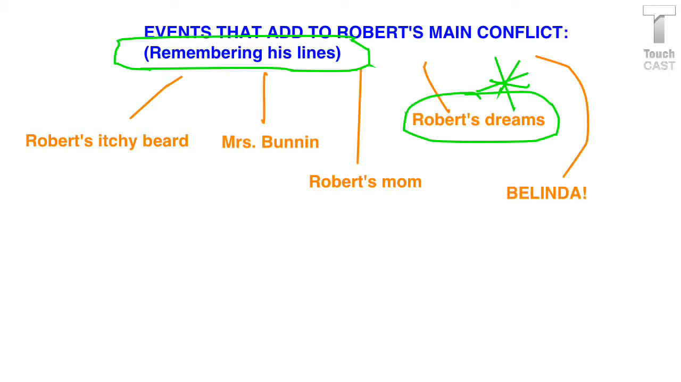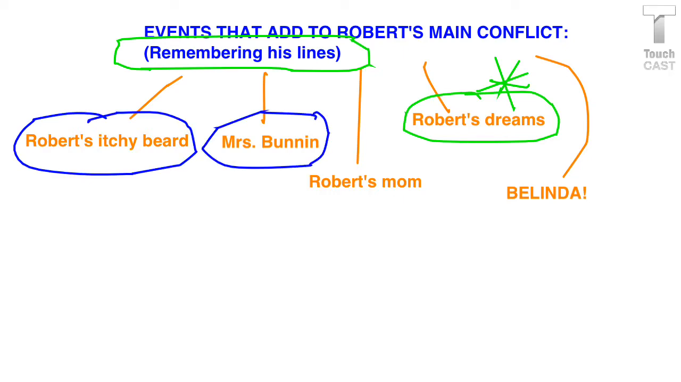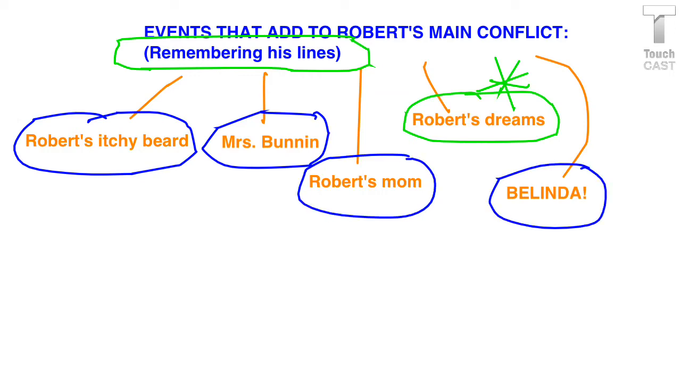The external conflicts here are Robert's itchy beard, Mrs. Bunnan wanting the school play to go well, Robert's mom being proud of Robert, and Belinda. All of these are causing conflict for Robert in remembering his lines for the school play.